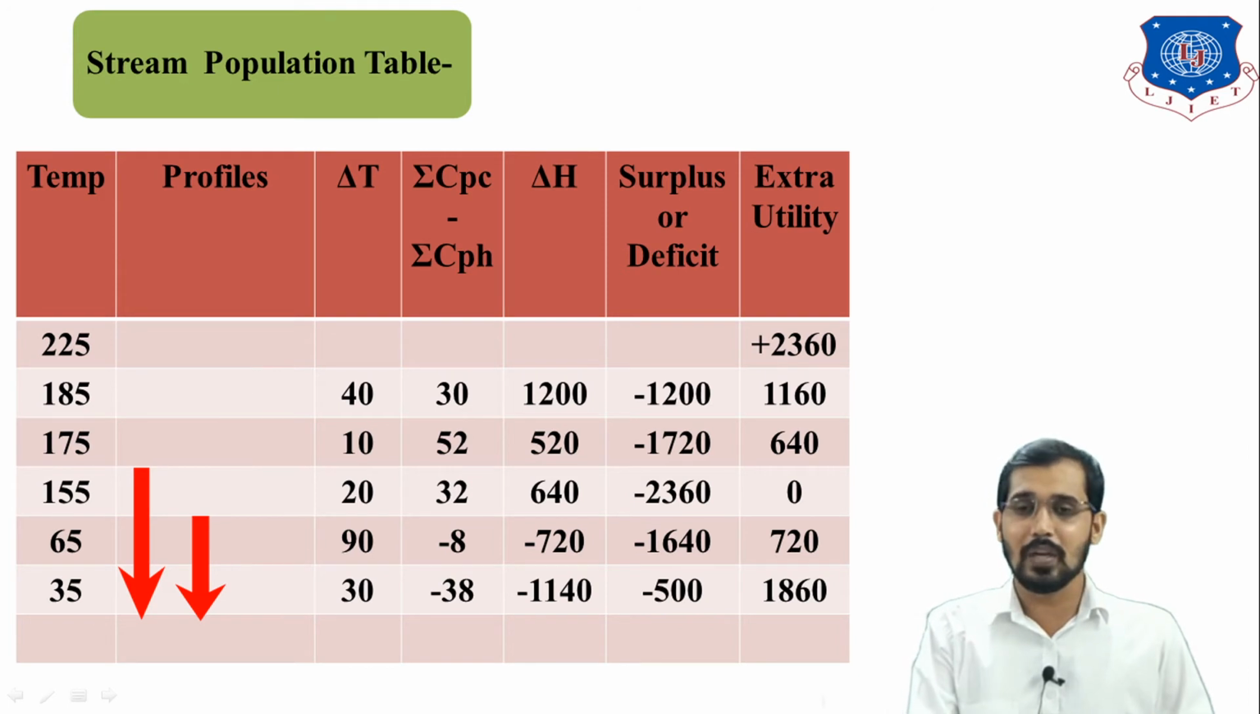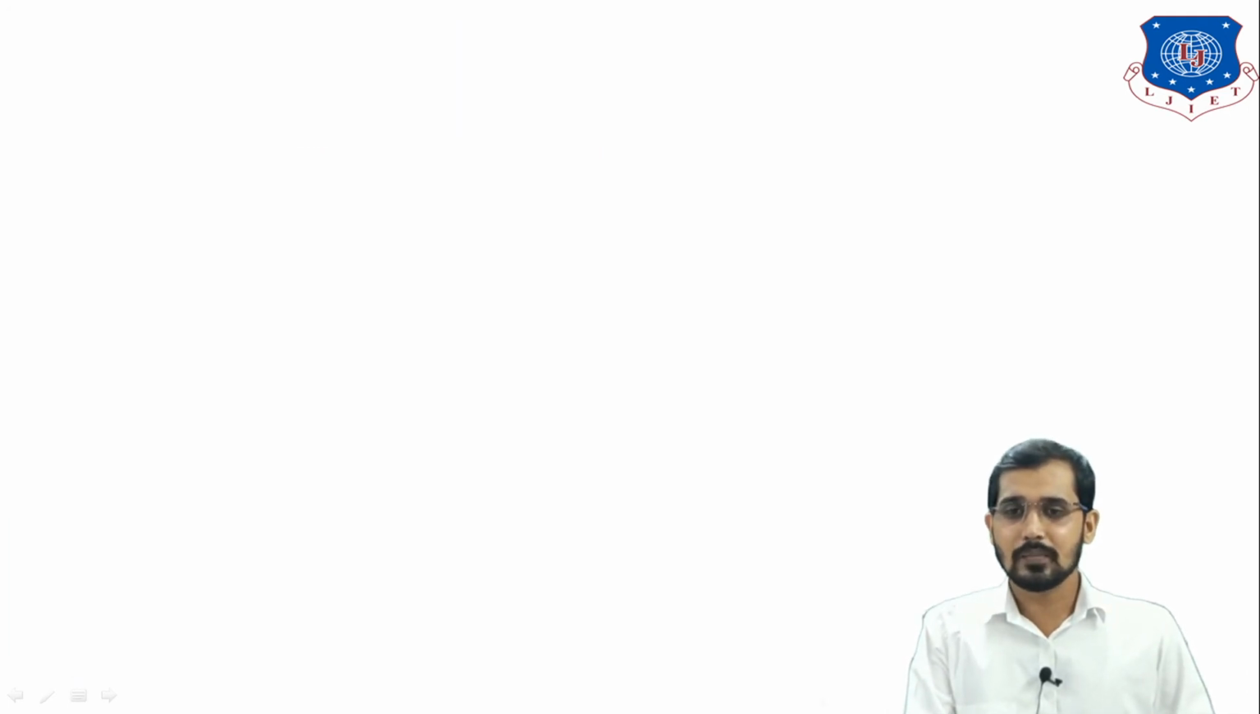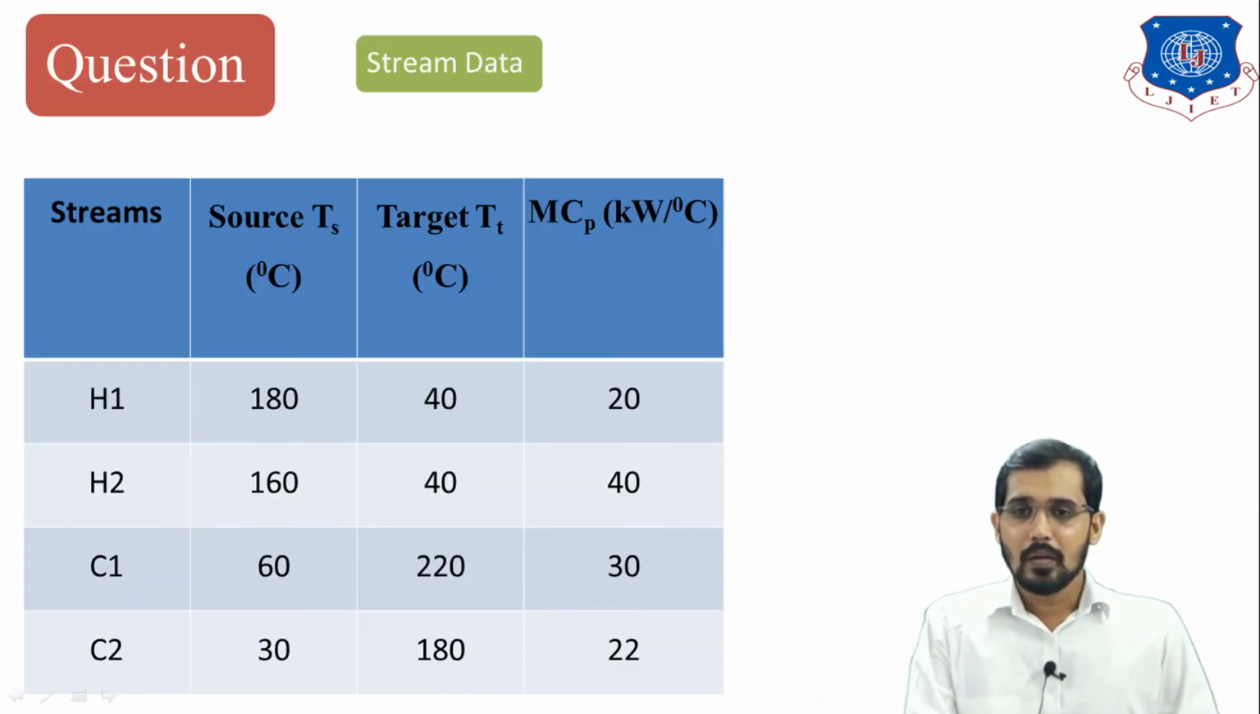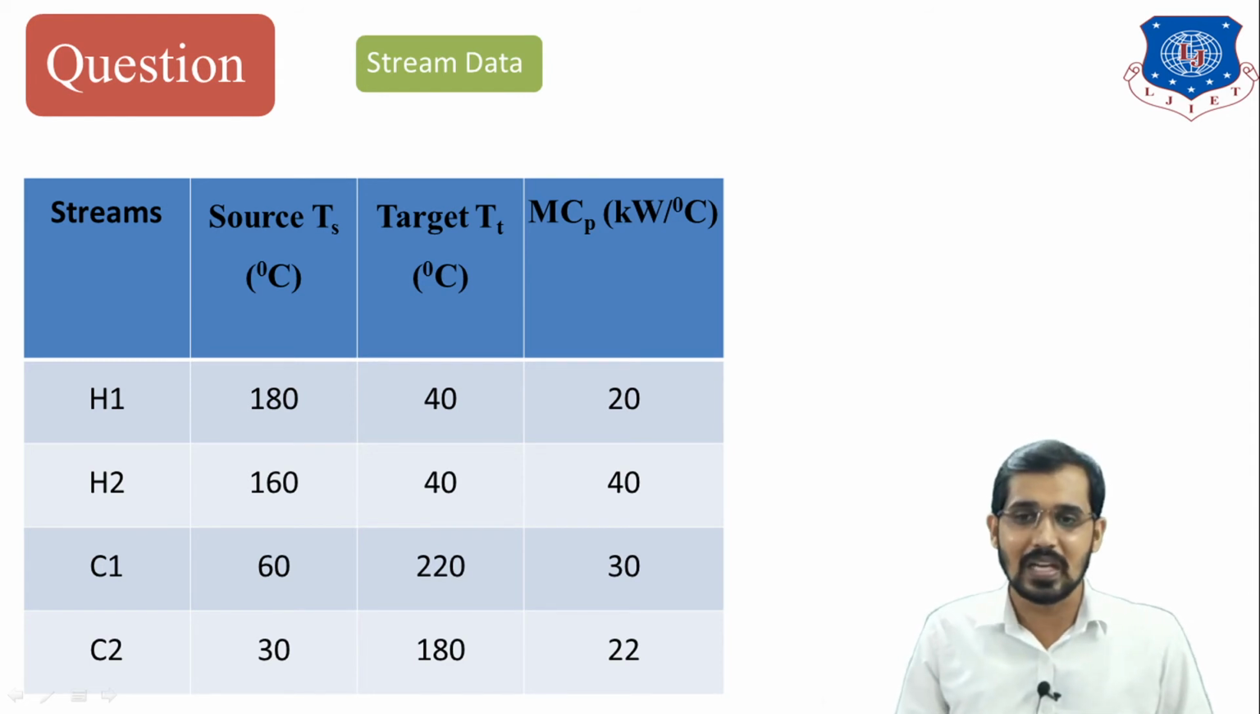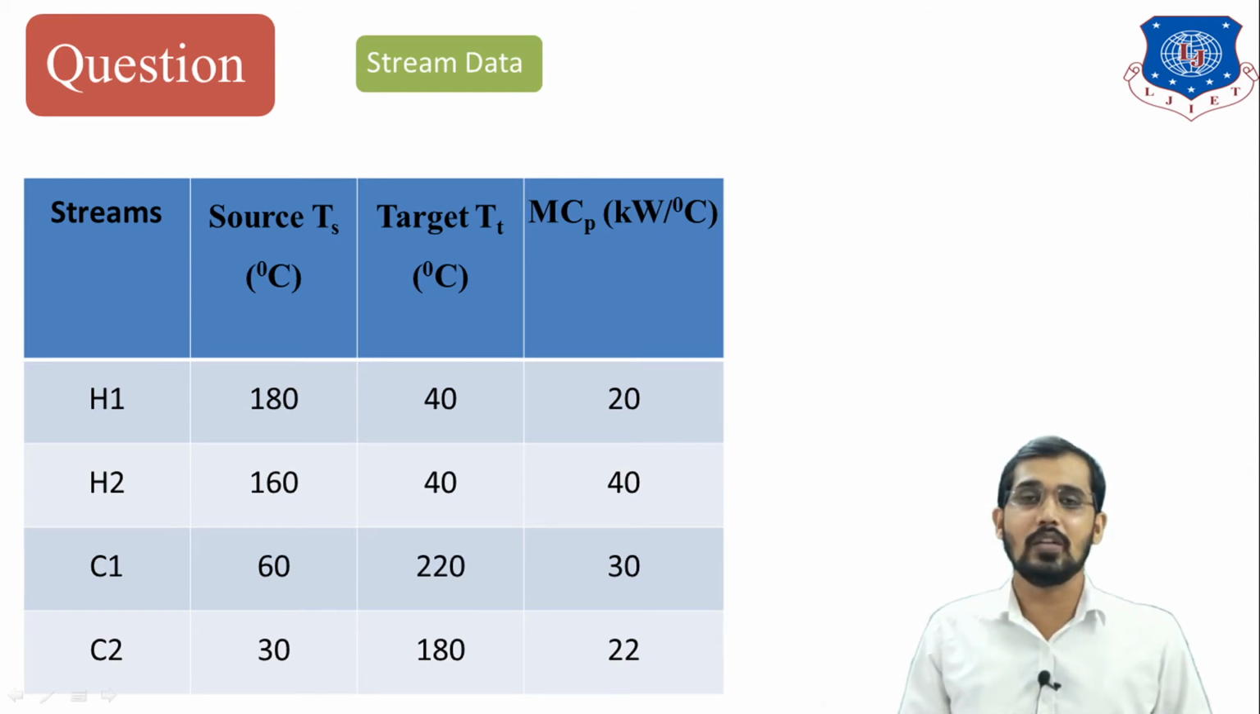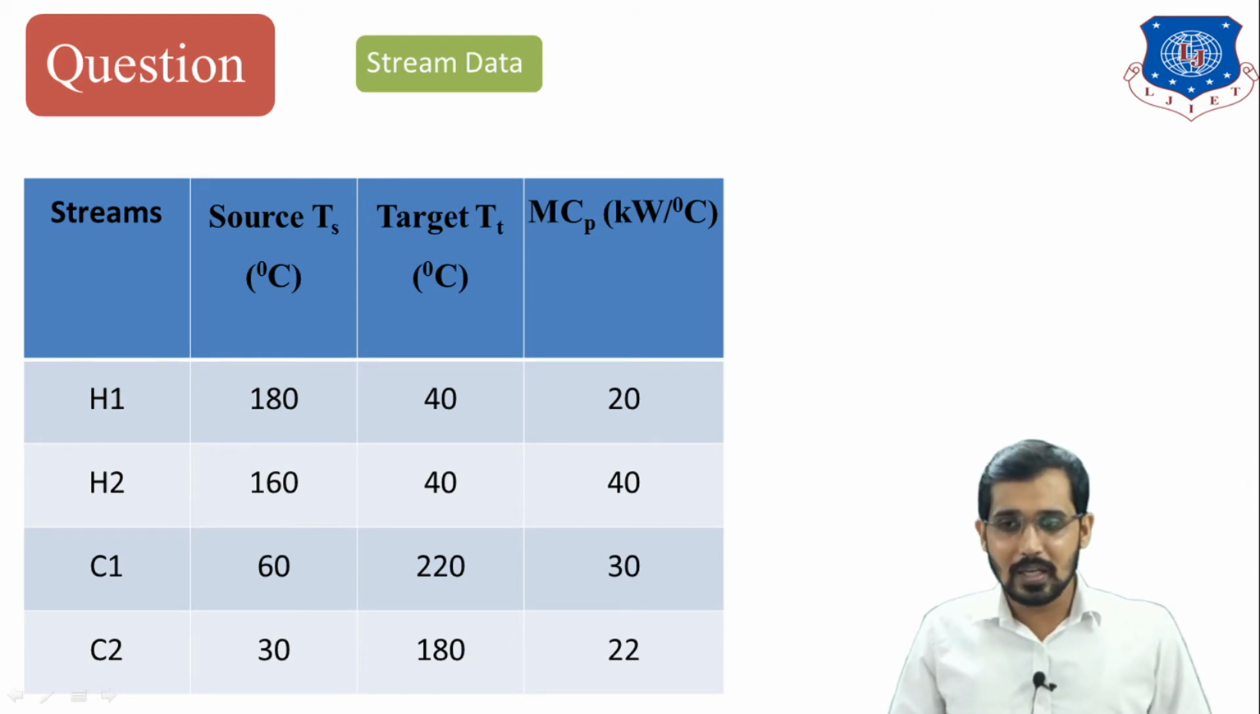You can see in the previous slide that for C1 it is 30, meaning this is the mass flow rate for the C1 stream, 30, and for C2 this is 22. Now for the summation of CPC minus summation of CPH, we have to use this data: 20, 40, 30 and 22. So be careful. For H1 I am going to use it directly, so see here carefully.